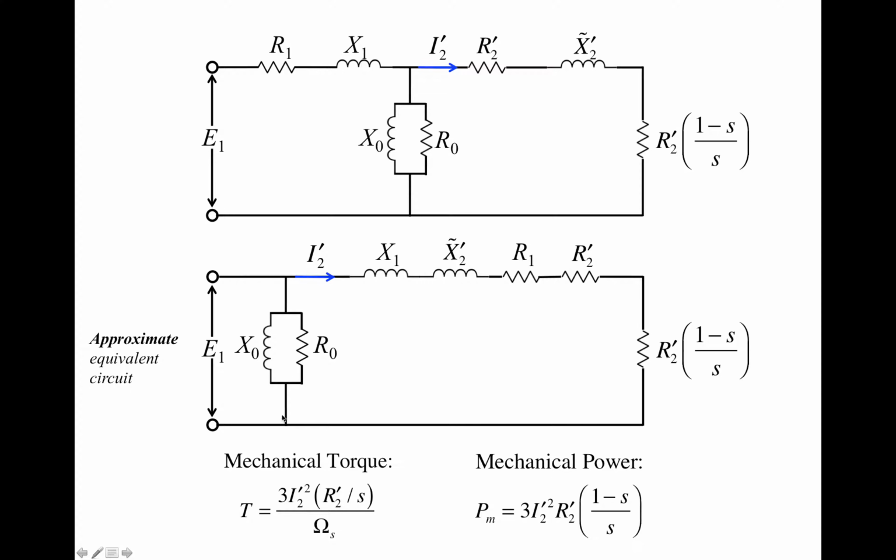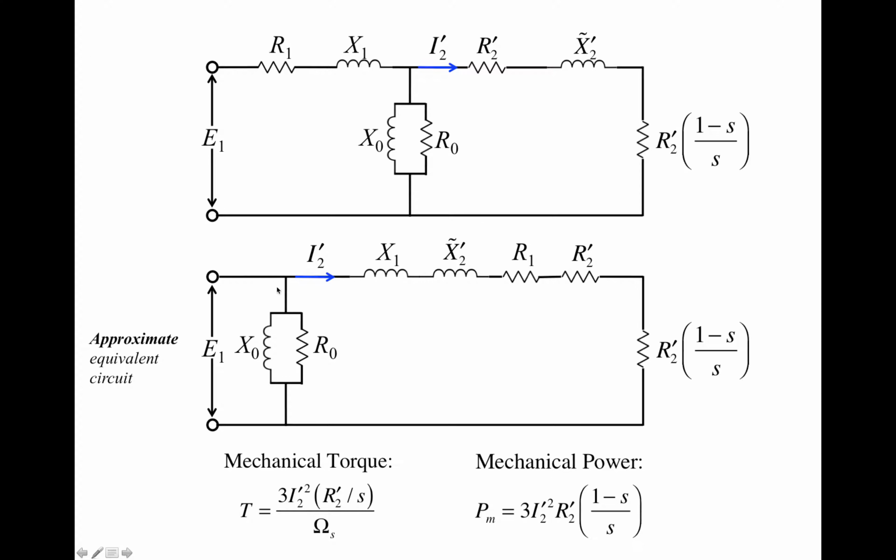After you have made these kind of simplifications, you know the voltage across this entire branch with all 5 components connected in serial. That's E1. You know the voltage now, right? And then if you get the impedance for these 5 components connected in serial, you can get the I2 prime, right? Once you get the I2 prime, you can compute the torque, you can compute the power.